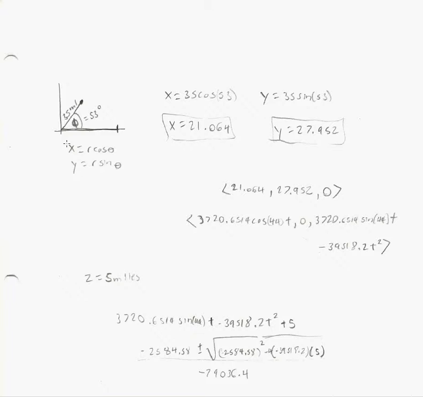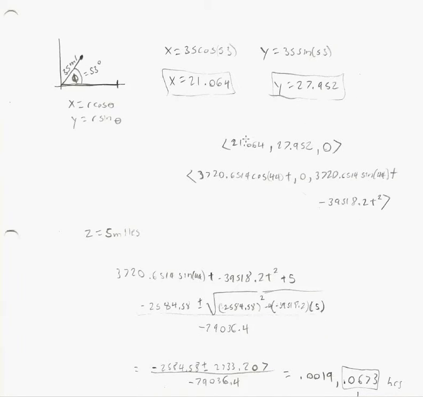And so if we recall polar coordinates, we have x equals r cosine theta, or in this case, I guess, phi, and y equals r sine phi. So up here we have our r is 35 for both, and our phi is 53, so our x position is actually 21.064, and our y is 27.952.